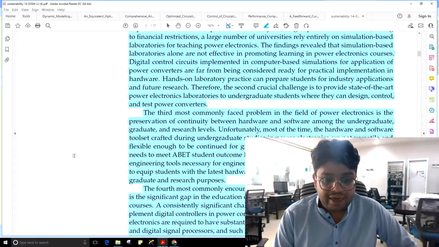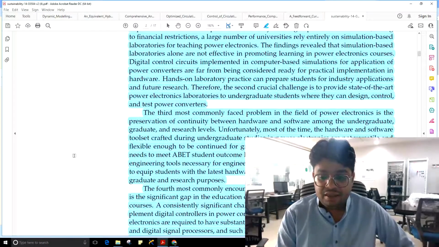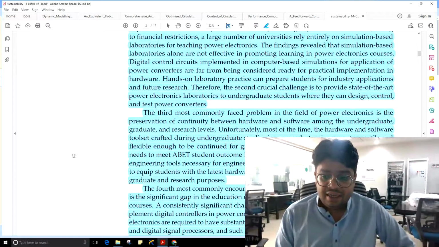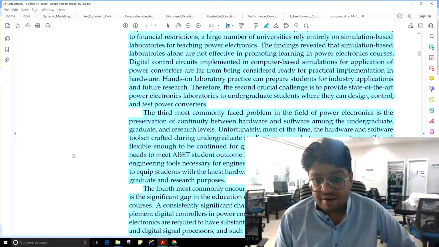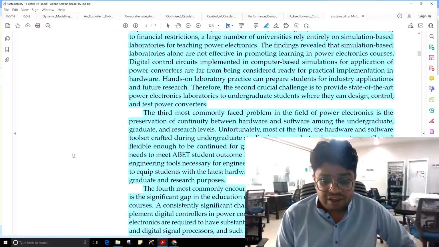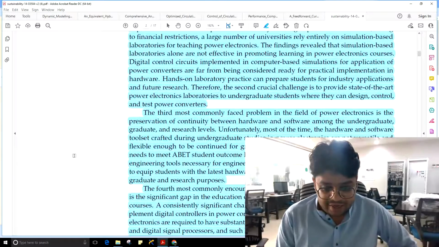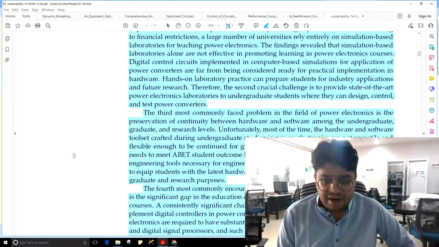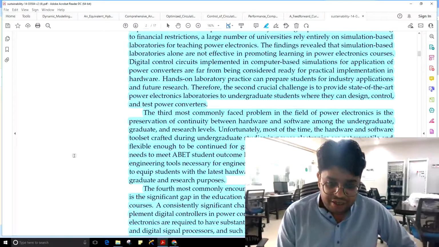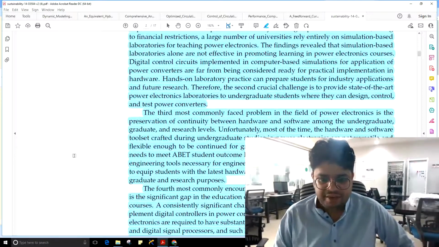An engineer needs to meet ABET student outcome criterion K, an ability to use techniques, skills and modern engineering tools necessary for engineering practice. Therefore, the third key challenge is to equip students with the latest hardware and software toolset that ensure continuity for graduate and research purposes. So this platform also meets this challenge. They learn hardware and loop skills at the undergraduate level, and these skills help them continue their research in master's as well as PhD research work.